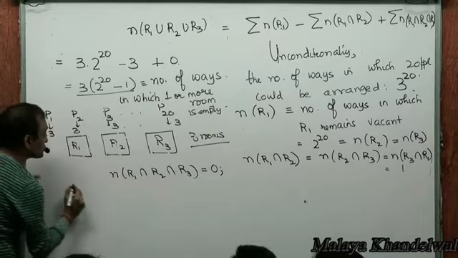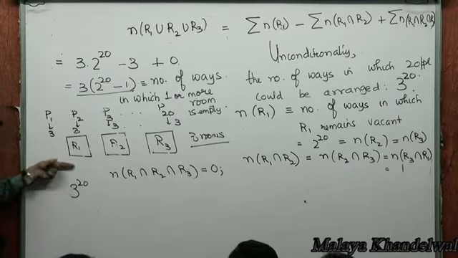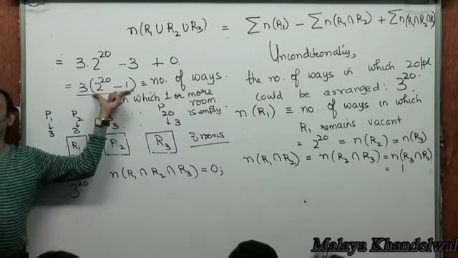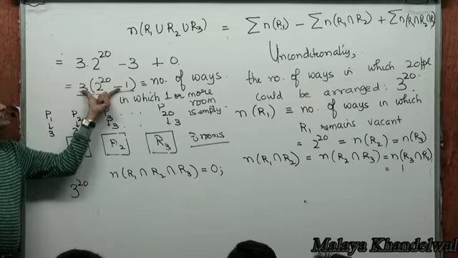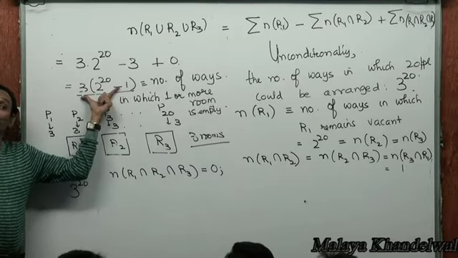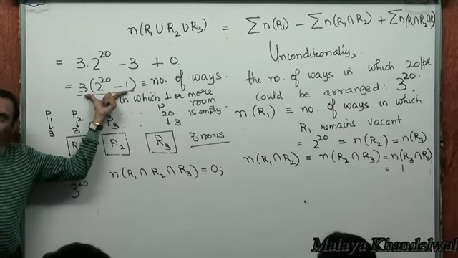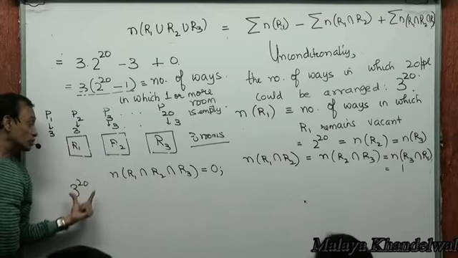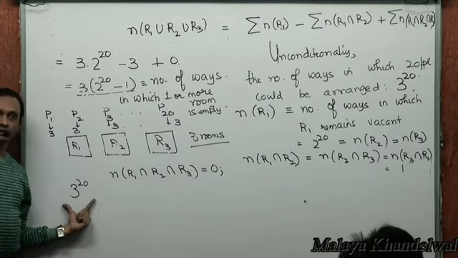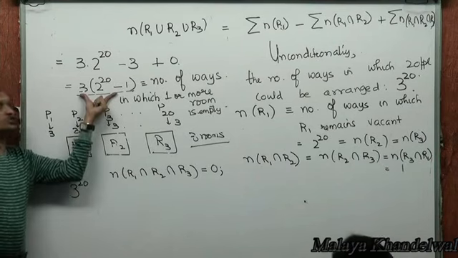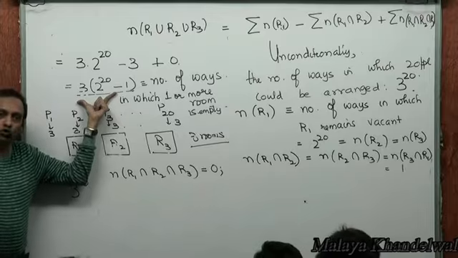And the total number of ways without a condition is 3 to the power 20. Out of this 3 to the power 20, these are the number of ways in which one or more room is empty. That means if I remove these cases from the total, I get the number of ways in which no room is empty.